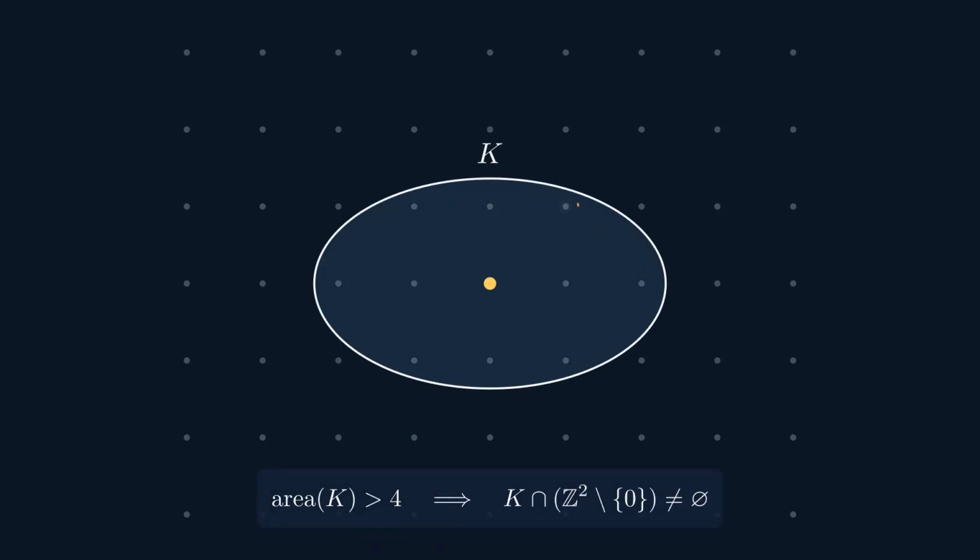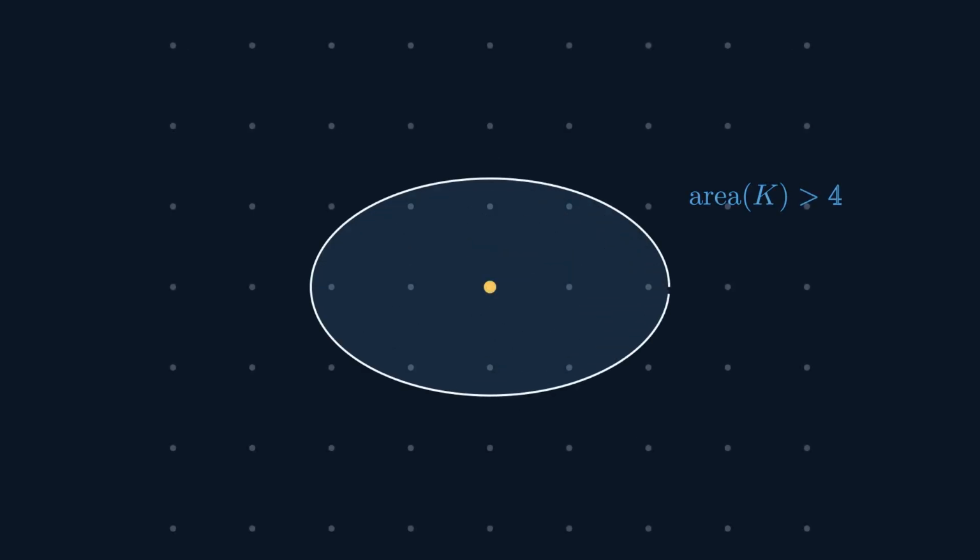Here is the exact statement. If K is convex, centrally symmetric, and has area bigger than 4, then K contains a non-zero lattice point. The proof starts by shrinking the body by a factor of 2. Call the smaller copy K over 2.